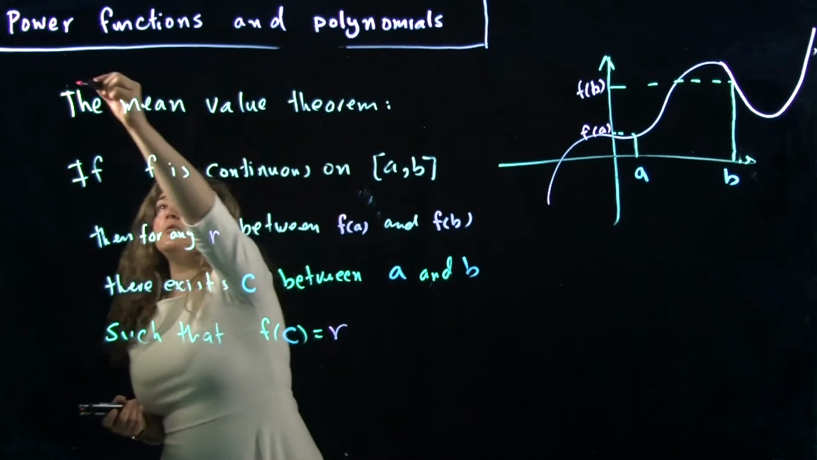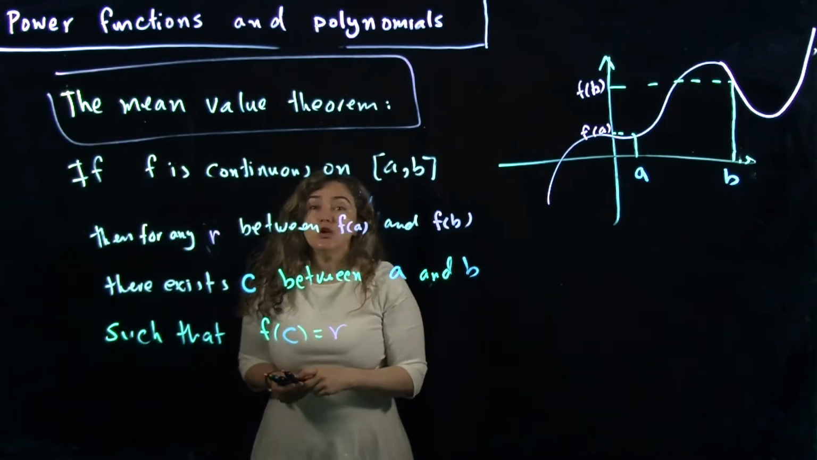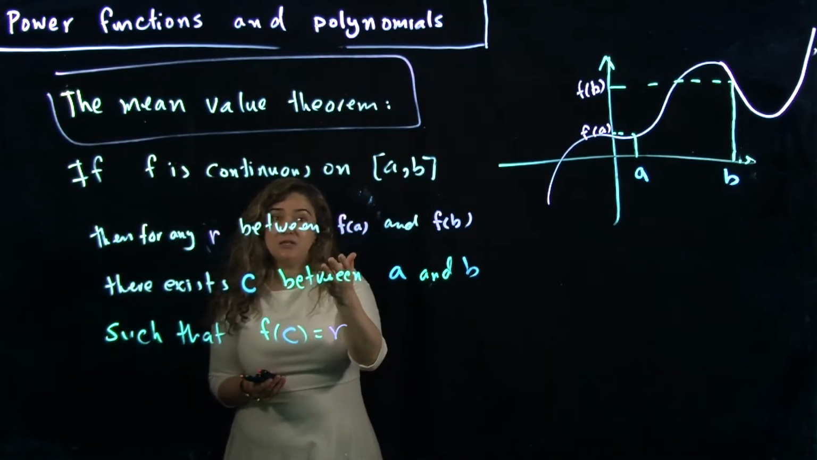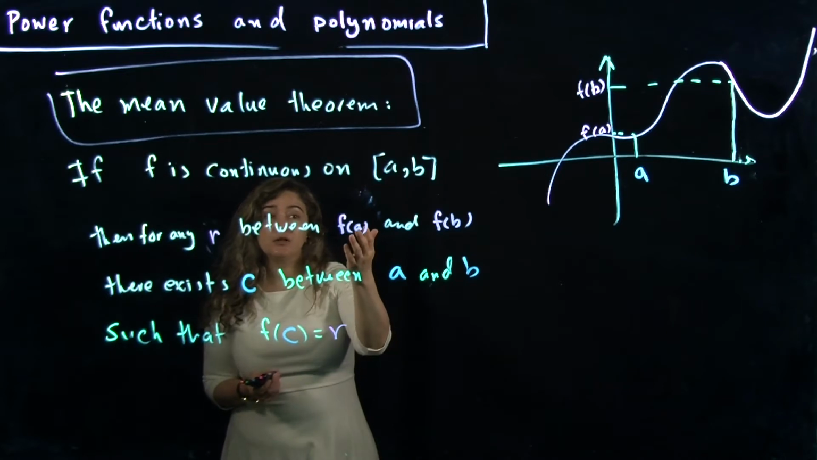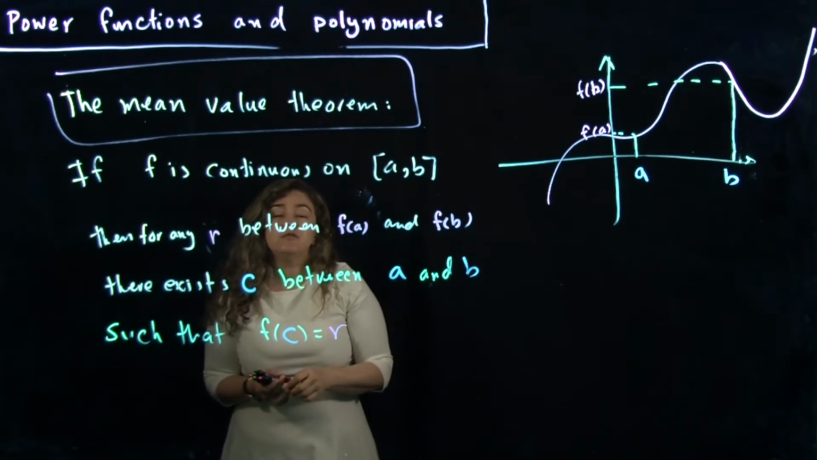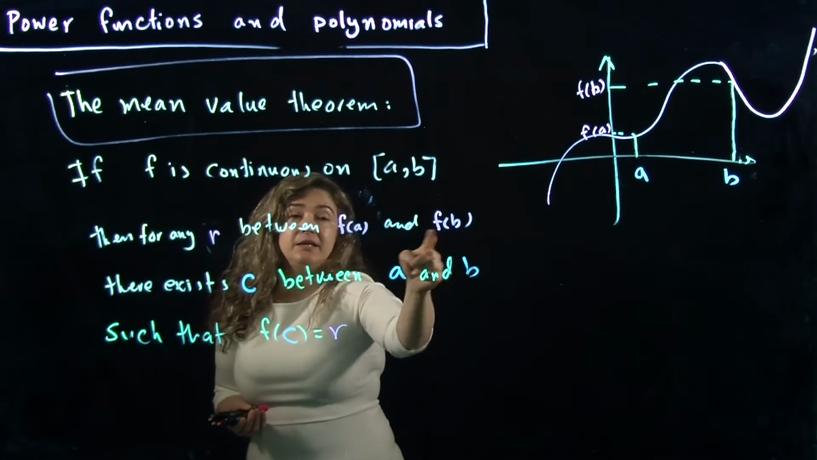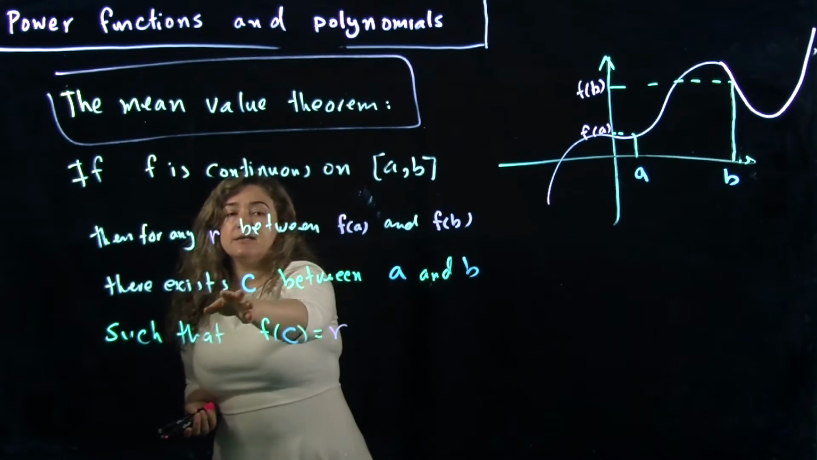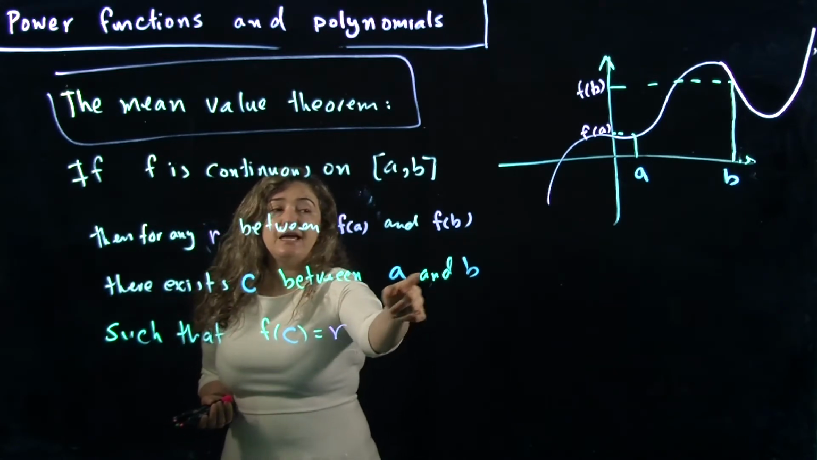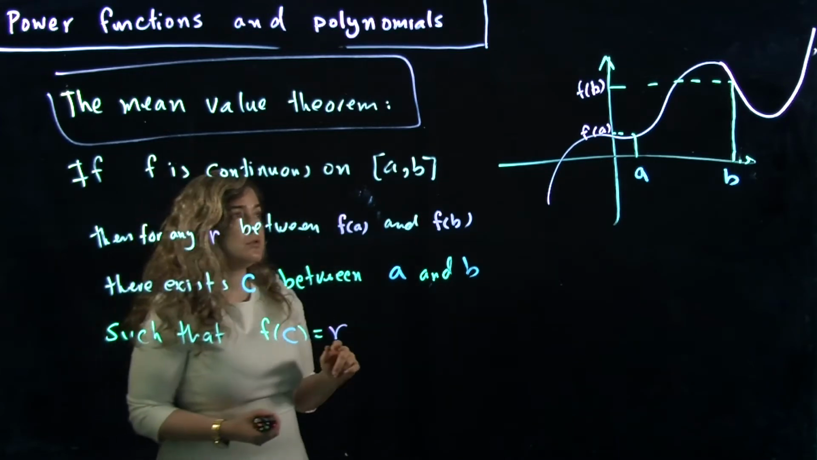And the mean value theorem is a theorem that works on continuous functions. So if f is continuous on a closed interval [a, b], then for any r between f(a) and f(b), not including them, there exists c between a and b, not including them, such that f(c) is equal to r.